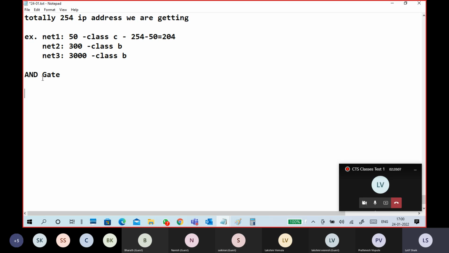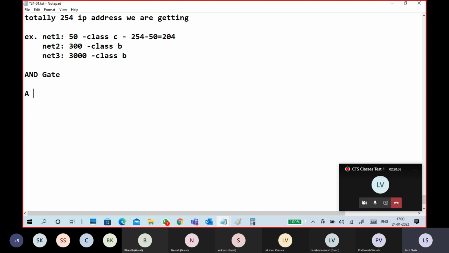CPU, central processing unit. ALU, arithmetic and logical unit. Arithmetic means plus or minus kind of stuff. Logical means AND, OR, NOT, NOR, NAND, XOR kind of stuff only. So the system will calculate based on that. Whatsoever it may be, it is simply a logical expression.